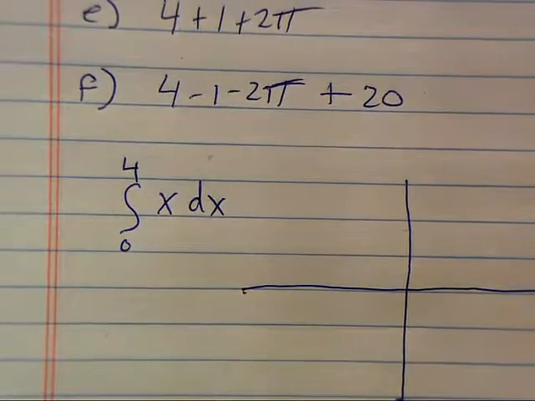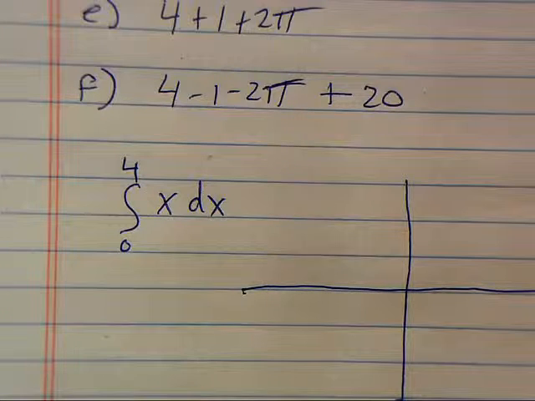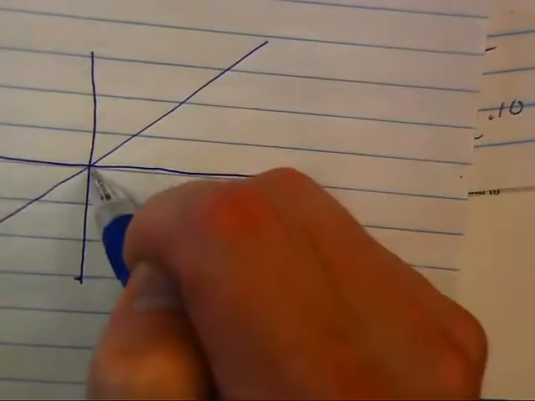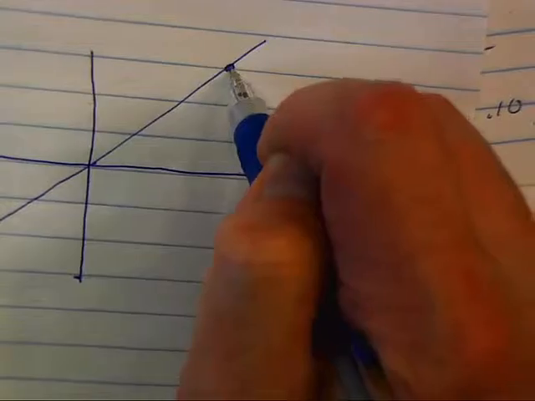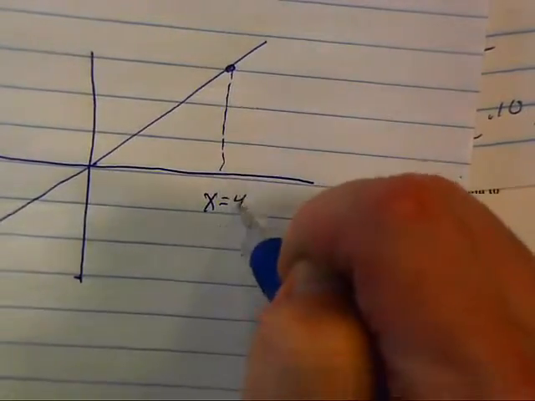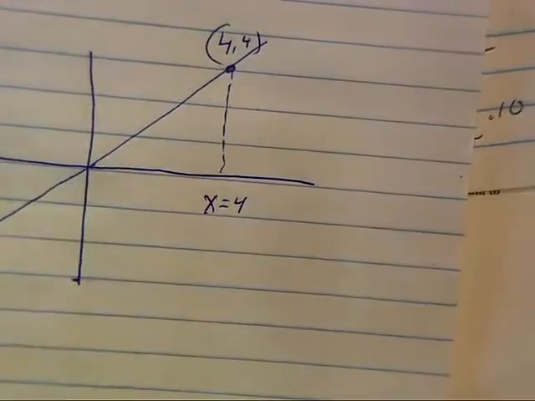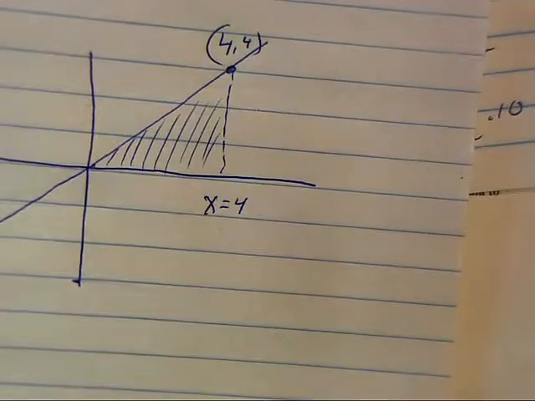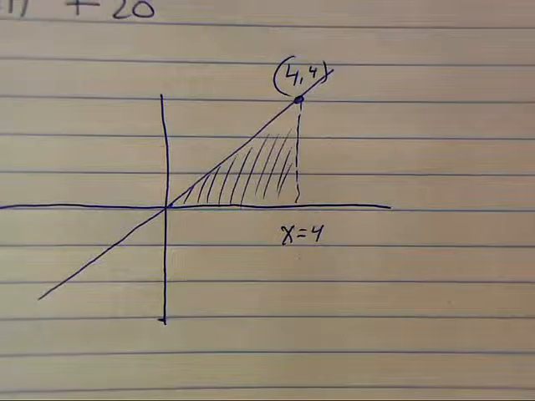What's the graph of y equal x look like? All lines are straight. Diagonal straight line. Slope is 1. Y-intercept is 0. So it's the 45-degree angle line going through the origin. We're starting at 0 and we're ending at 4. So that's the point 4, 4 right there. So we're looking at that area. How are we going to find that area? 4 times 4 divided by 2, 1/2 base height. So the answer is 8.